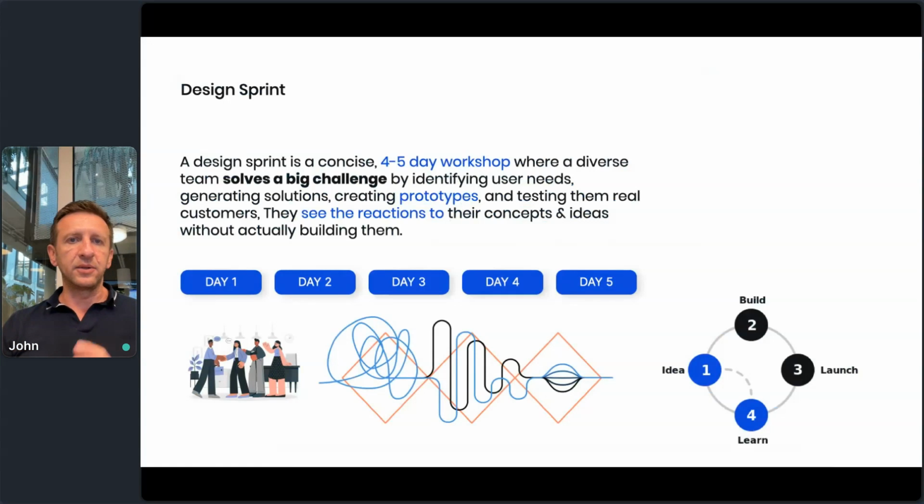How do they do that? They're looking at user needs, they generate solutions. Most importantly, they create a prototype that they test with real customers at the end of the week. And the really cool thing about design sprints is that they get to see the reactions to their concepts, to their ideas, without wasting time, resources, money building them. So great process for validation.